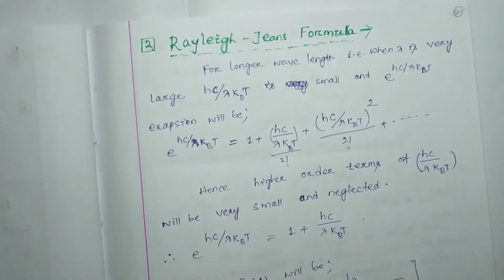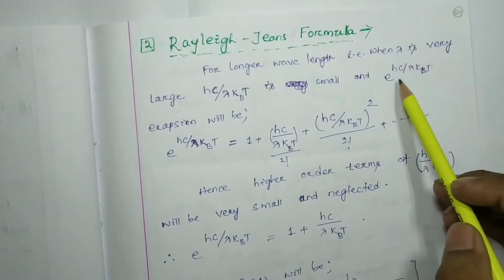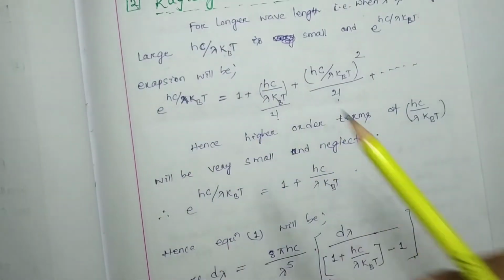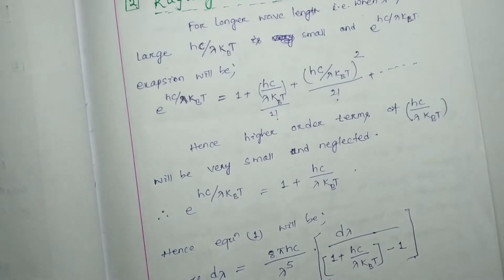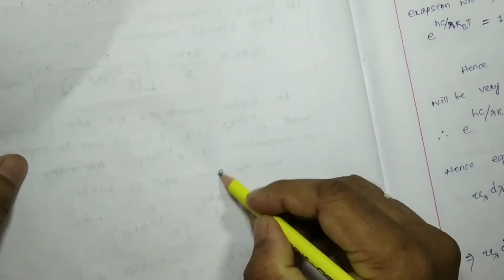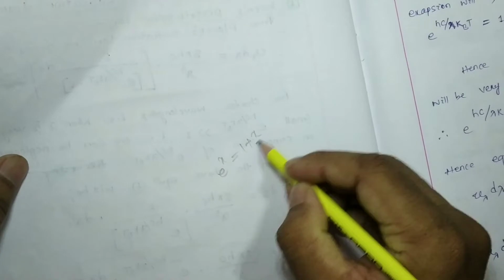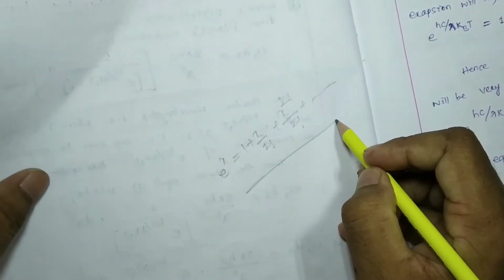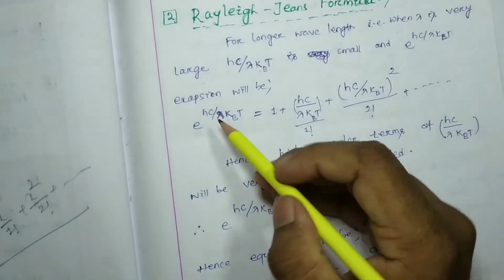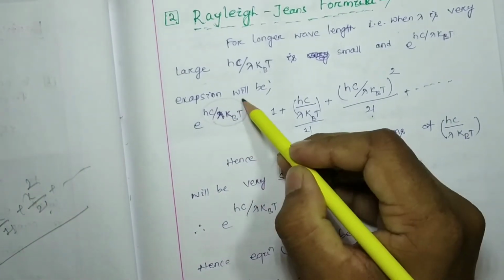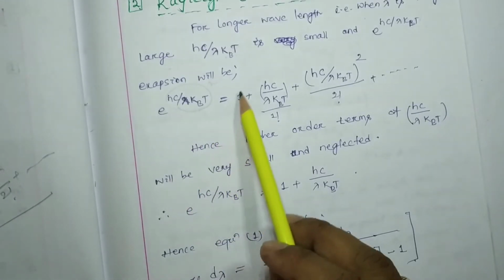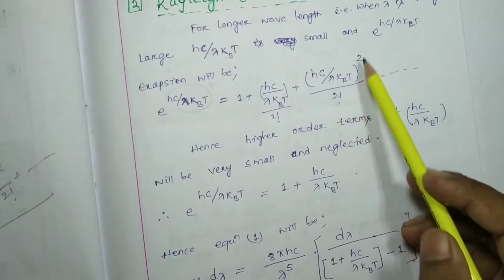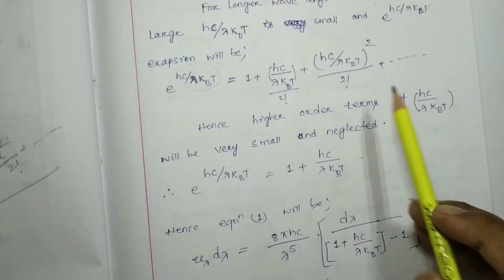And if we expand this e to the power sc by lambda kBT, we know that the expansion of e to the power x is 1 plus x by 1 factorial plus x square by 2 factorial, like this. So here we consider sc by lambda kBT as x. If we expand, it will be 1 plus sc by lambda kBT by 1 factorial plus sc by lambda kBT whole square by 2 factorial, and so on.